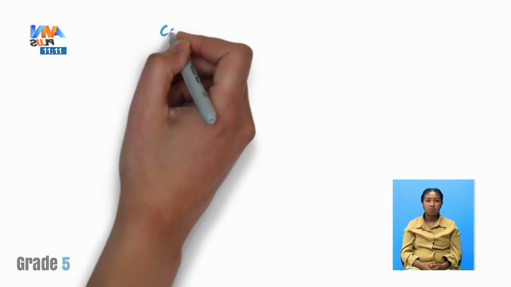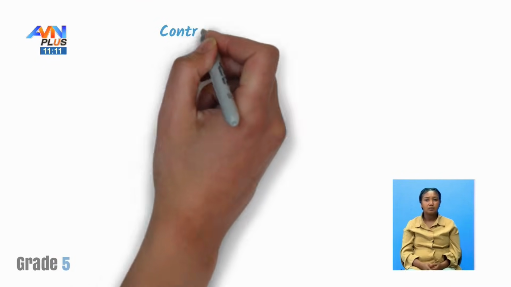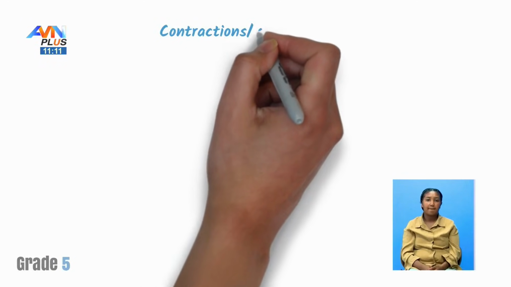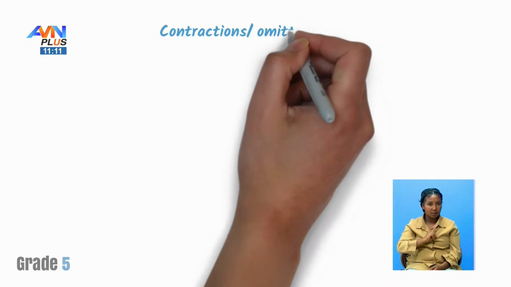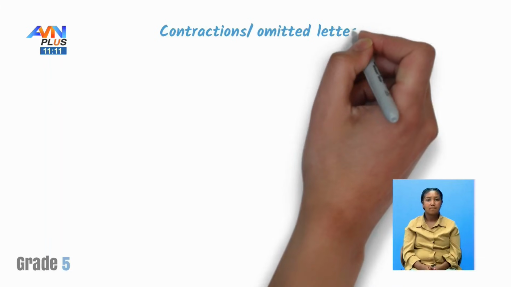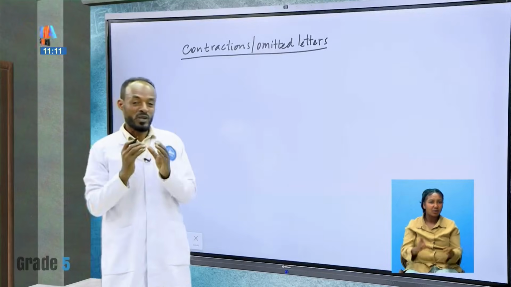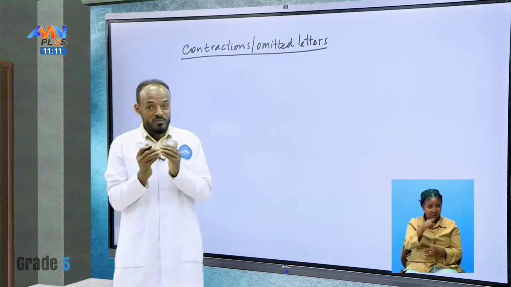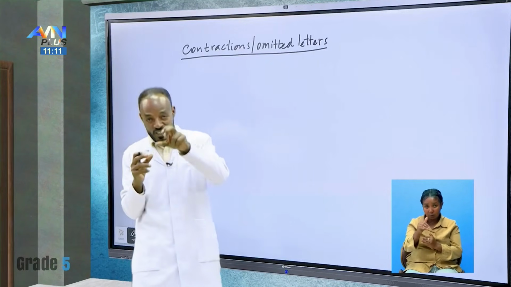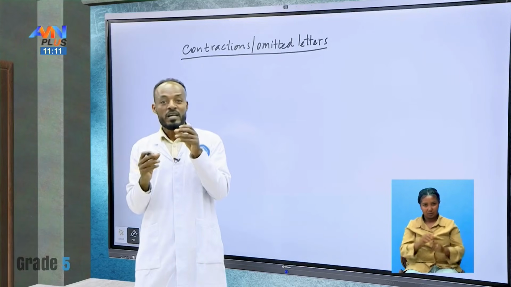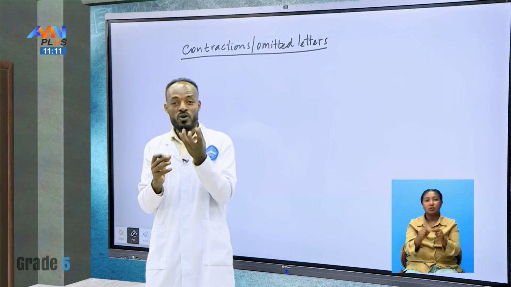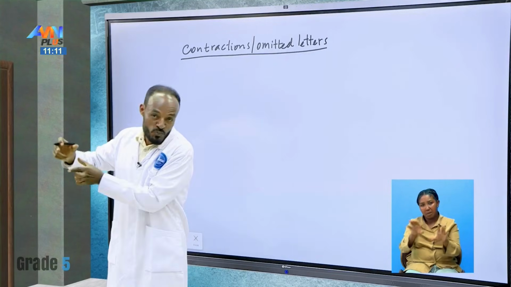Now let's go to the next point: contraction. Contractions are omitted letters. Do you know what omitted means? Omitted means that a letter, or maybe two letters or more, are left out from the given word. Especially we use such words to make something in spoken form.